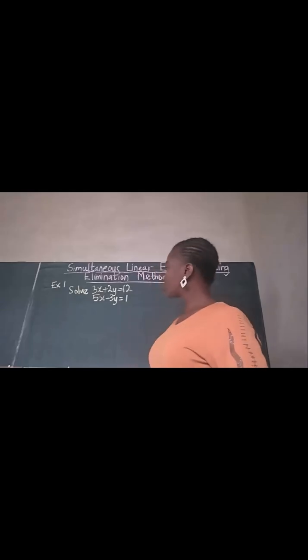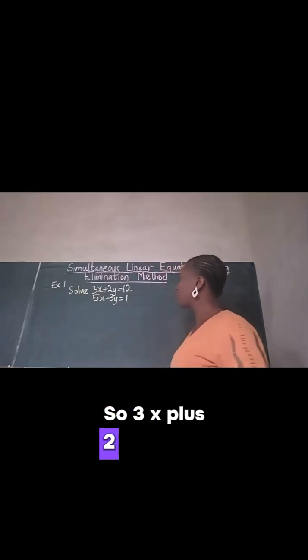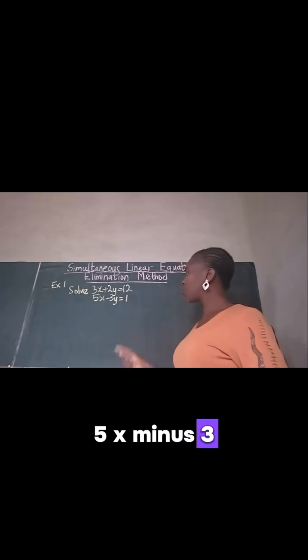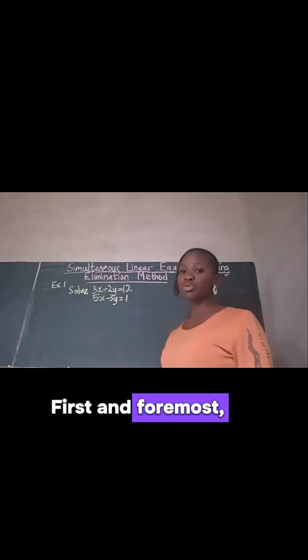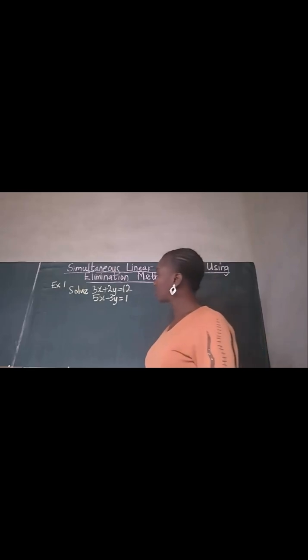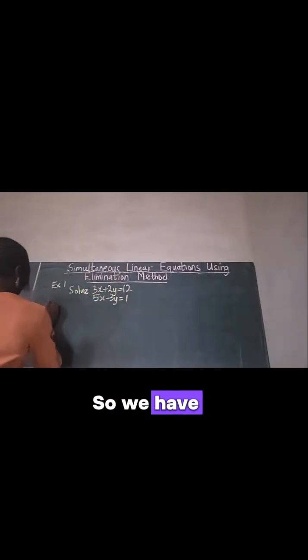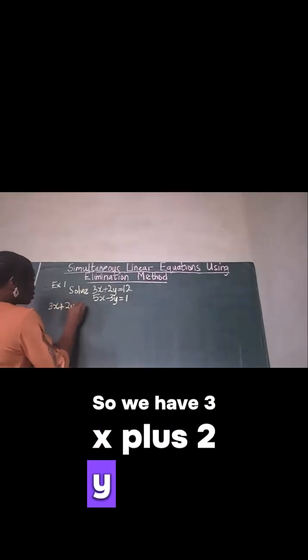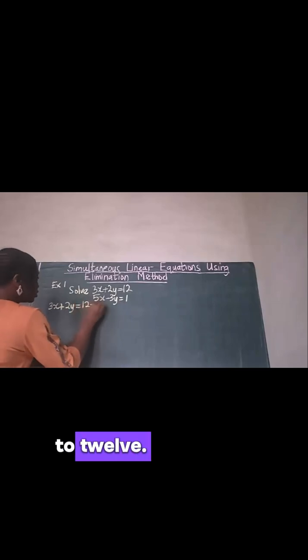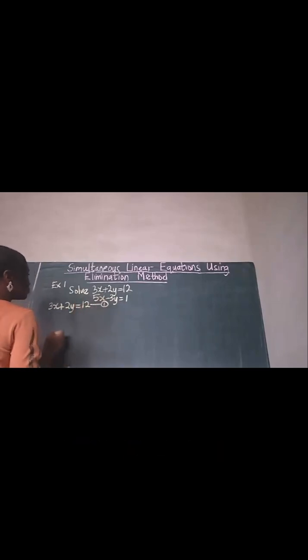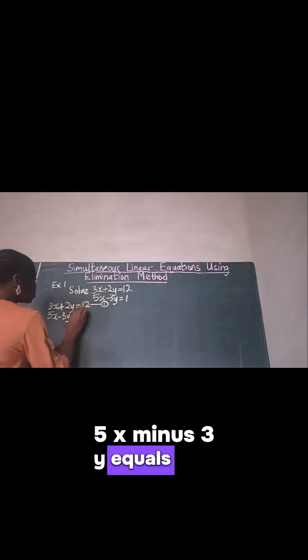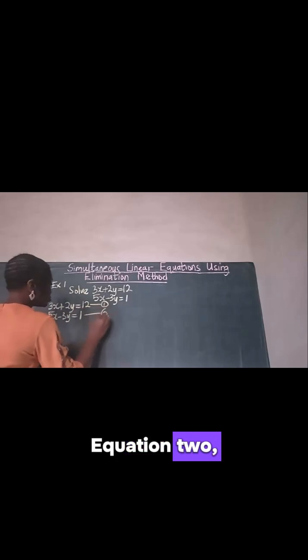Example 1. Solve 3x plus 2y equals 12, 5x minus 3y equals 1. First and foremost, we'll have to name the equations. So we have 3x plus 2y equals 12, equation 1, and 5x minus 3y equals 1, equation 2.